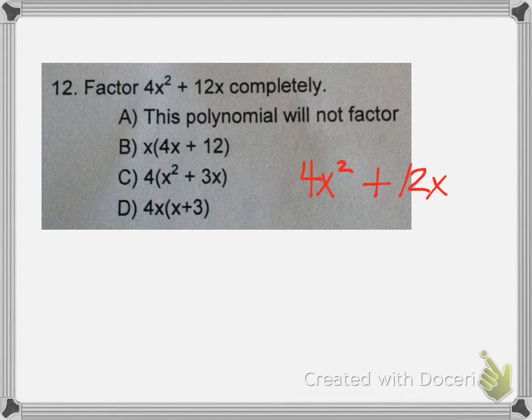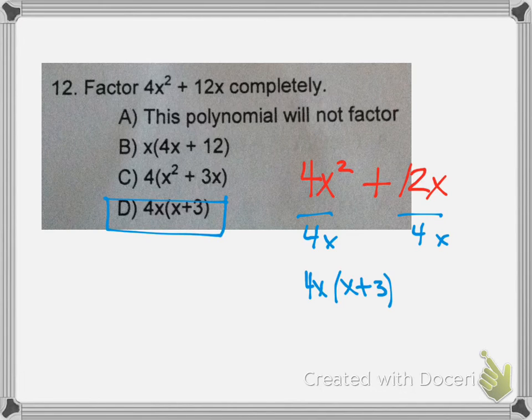Alright, factor 4x squared plus 12x. Again, GCF. They both are divisible by 4. But don't forget that they also have an x. Okay, x squared has an x, and so does x. So that's your GCF. If you pull out that 4x, the first term would still have an x in it, and 12x divided by 4x is 3. That is why D is the fully factored form.